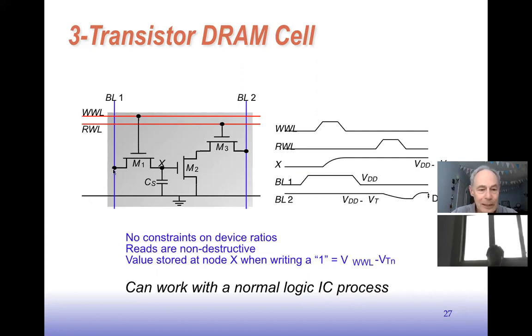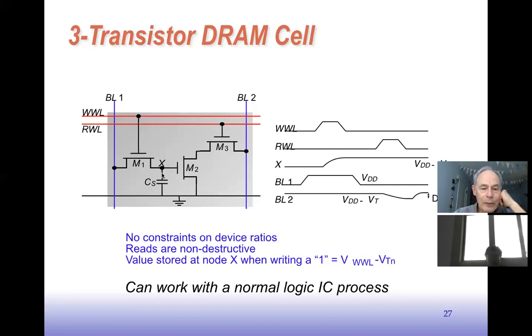This bit line is used for writing values into the cell, and this bit line is used for reading values out of the cell. So there's one for writing, which is the top one, and the bottom one is for reading. This cell works in the following way.